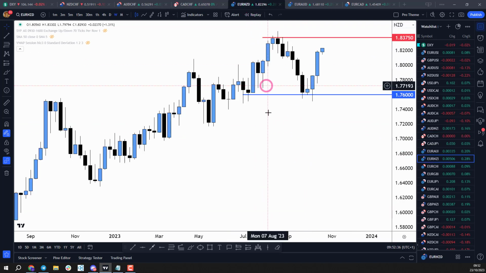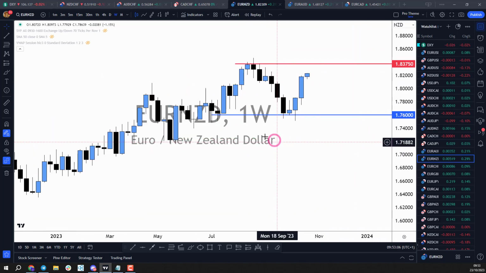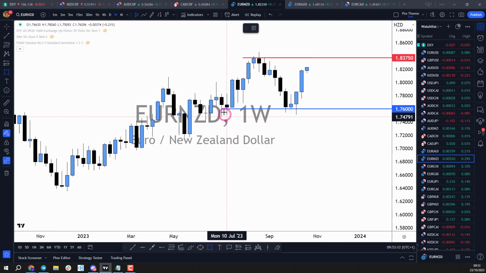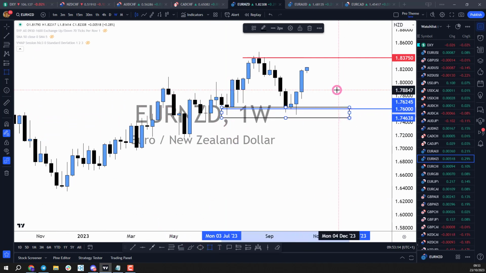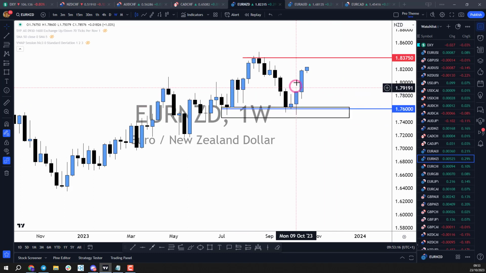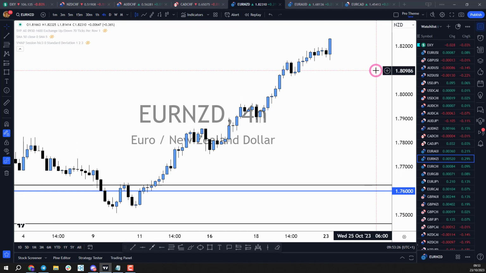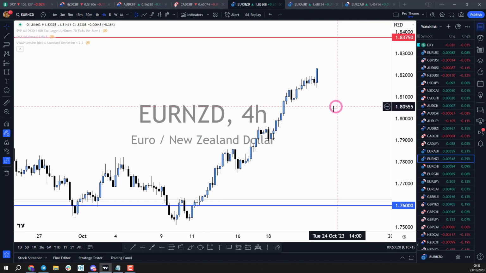Let's head over to Euro Kiwi. Euro Kiwi, I really like the look of, to be honest. We've come into these previous swing lows. We had a nice reaction there. This was along with that Kiwi weakness towards that 1.76. Last week we had a really strong bullish close. I like the idea of targeting this 183.75 high, so I'm actually looking for opportunities to get into this move.